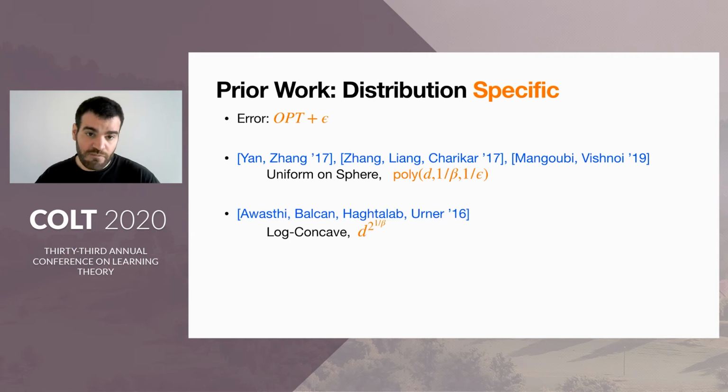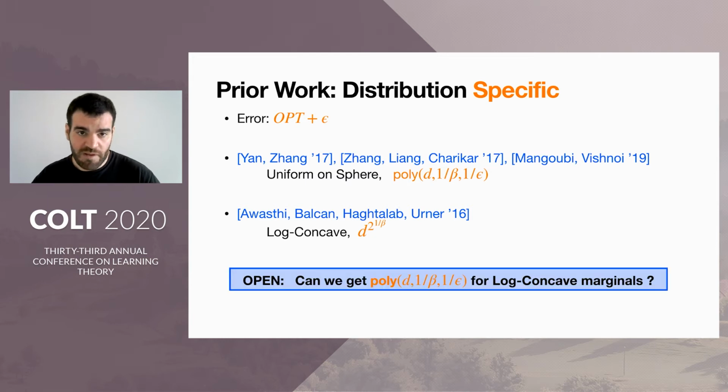For the general class of log-concave distributions, the best known results are from Diakonikolas, Balcan, Haghtalab, and Urner in 2016, where they solved this problem, but their algorithm has a doubly exponential dependence on the noise rate. So this makes this approach impractical even for very mild noise. The main open problem in this direction is whether we can get a polynomial time algorithm for log-concave marginals. Log-concave distributions are a general class that includes Gaussian, uniform on the sphere, etc.